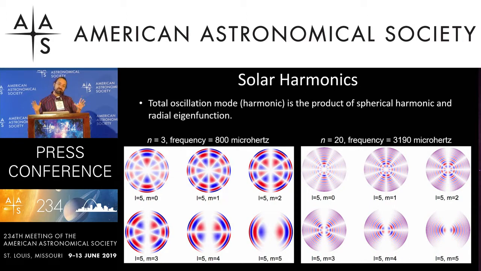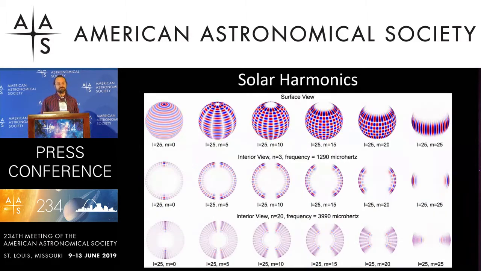But in any case, the important thing to remember is that the total harmonic will be a product of a spherical harmonic, which is a function on the surface, and this function of depth. It's the two multiplied together that give you the total mode. So here's an example of how the different harmonics inhabit different regions of the sun.